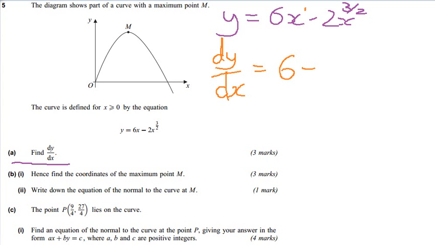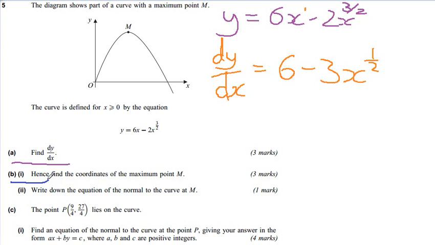Let's times that 3 over 2 by 2, and we're going to get 3x, and then let's drop the power by 1. So instead of 1.5, it is just a half. And that is 3 marks. 3 very quick marks, I think. So let's move on. Question B1.